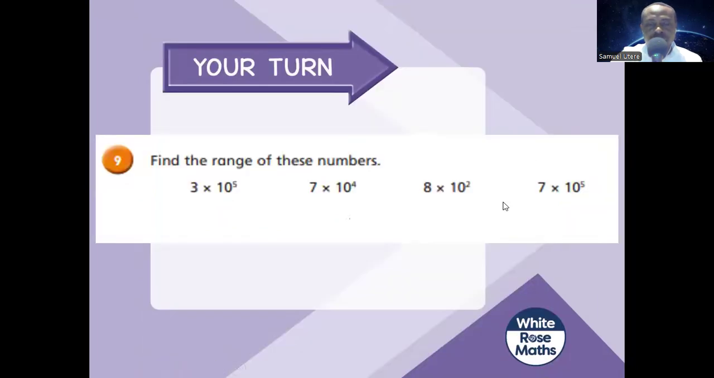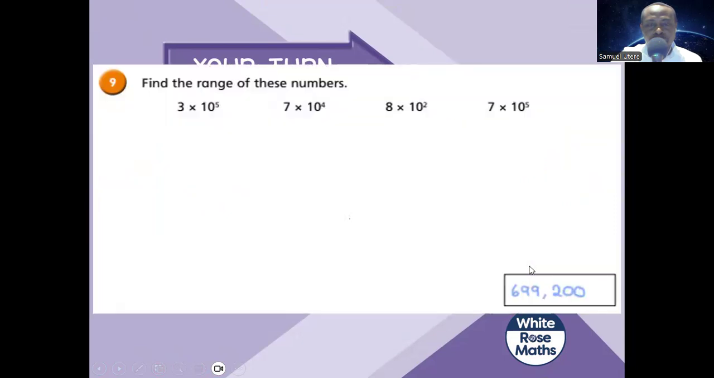Pause the video and answer question 9 in 3 minutes. Here is the answer. Now, once you have found the place value of each of these numbers, you can take away the smallest from the largest, and that's how you get this answer.